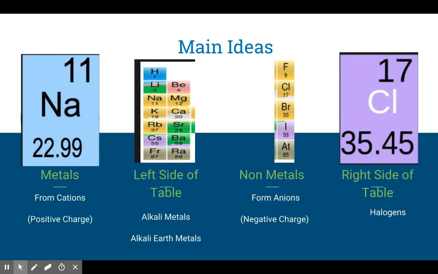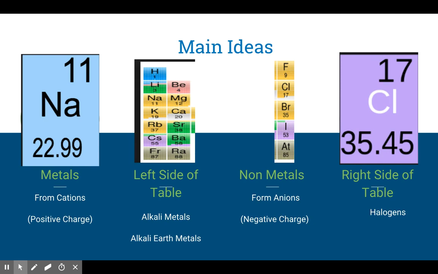So what's the main idea? As we look at the periodic table, on the left-hand side, we see what are called the metals. Metals are elements that like to give away electrons. Here we see sodium with the atomic number 11.